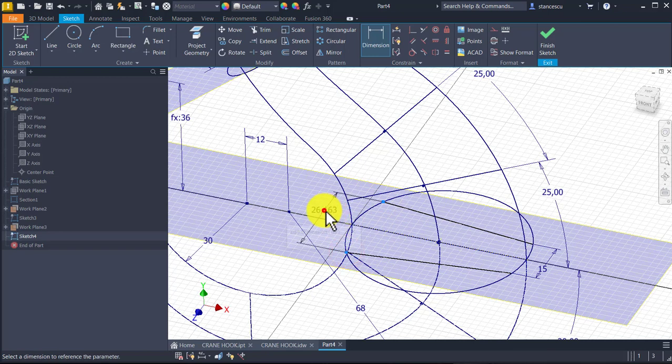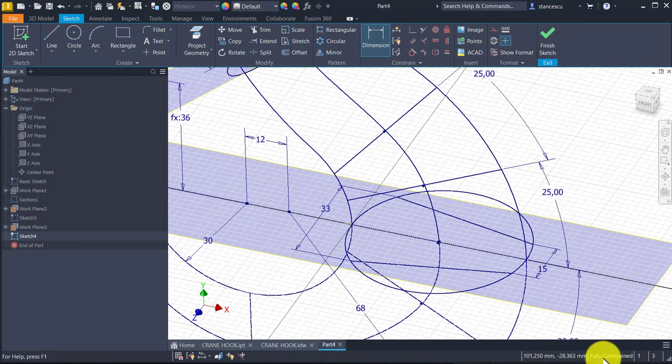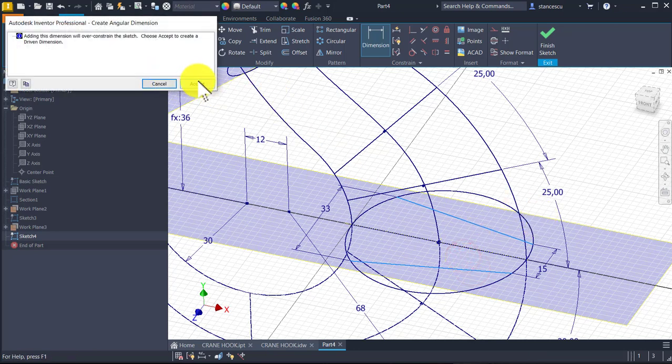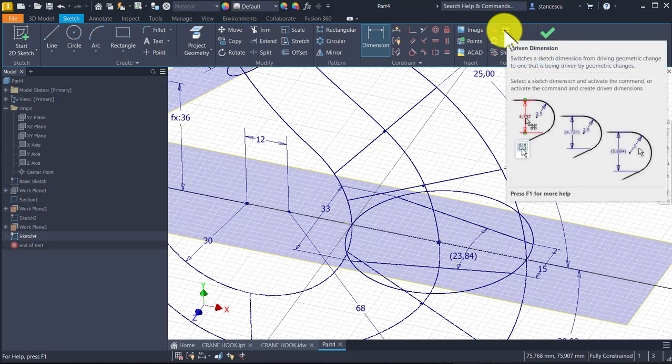33 here. Good, fully constrained. Yes, but I have some other things to do. I apply an angle here because I prefer to use angles which are the same all over with parentheses, because this is a driven dimension.